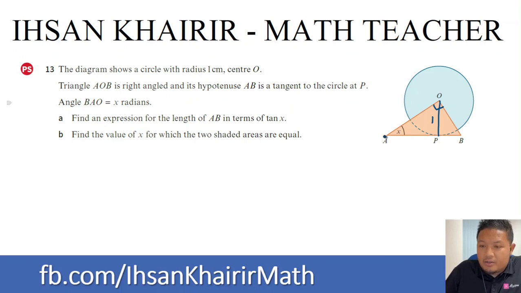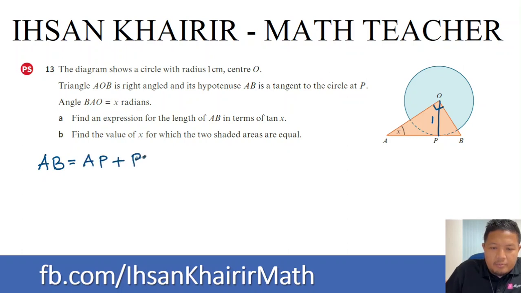Now AB is this long line here, right? It's the sort of base of this triangle. We can start by saying, hey, AB is actually the length of AP plus the length of PB, correct? AP plus PB. Now what we need to do is find the length of AP and find the length of PB. Now remember that we want to find the expression for the length of AB in terms of tangent x. So our expression for AP or PB or both must contain tangent x and no other trig functions. Okay. So let's go and find AP first.